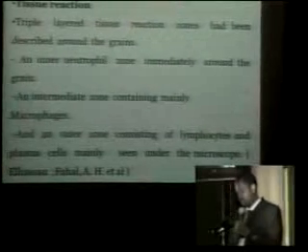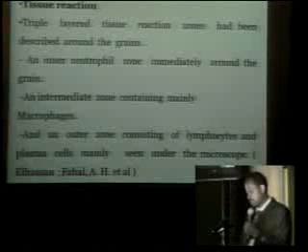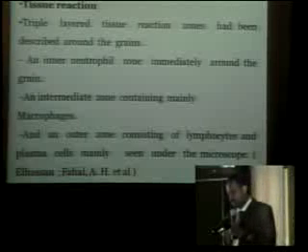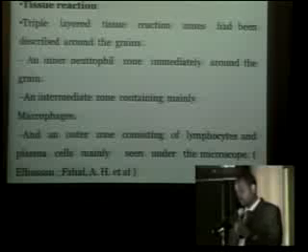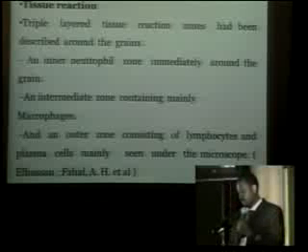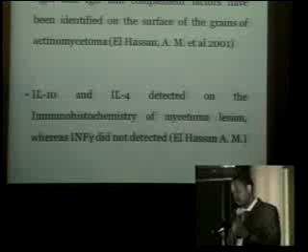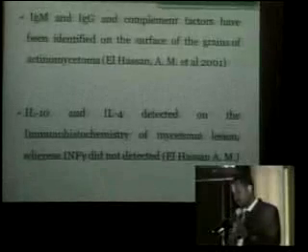Also, Professor Hassan did tissue reaction histopathology and immunohistochemistry, and described triple-layer tissue reaction zones: an inner zone containing neutrophils, an intermediate zone containing mainly macrophages, and an outer zone containing mainly lymphocytes and plasma cells. Also, in the immunohistochemistry, they detected high levels of IgM, IgA and complement identified in the grains of actinomycetoma.